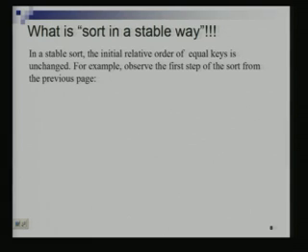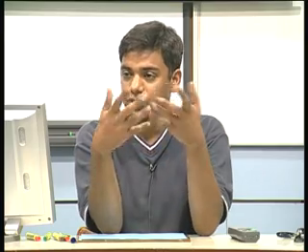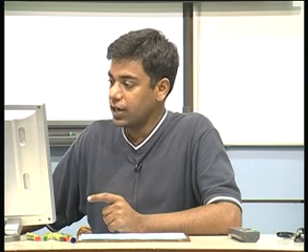But suppose of those two 3s, one was colored red and the other was colored blue, the first was red and the second was blue. Then after sorting, the red should appear before the blue. Although they are still 3s, they should appear in the same relative order as before we did the sorting. That is called a stable sort, and we will see why it is relevant and important here. Okay. So, let us look at this now.